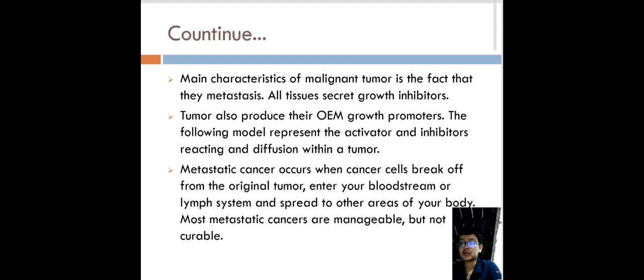Metastatic cancer occurs when cancer cells break off from the original tumor, enter the bloodstream or lymph system and spread to other areas of the body. Most metastatic cancers are manageable but not curable.